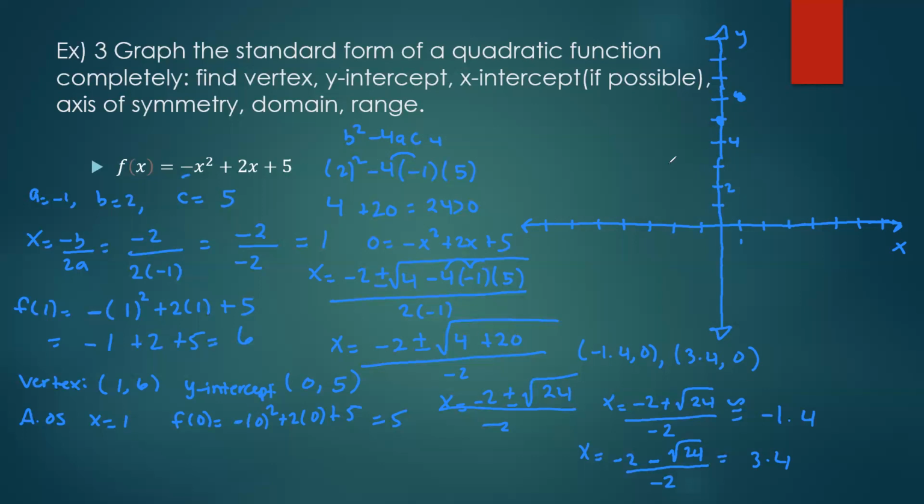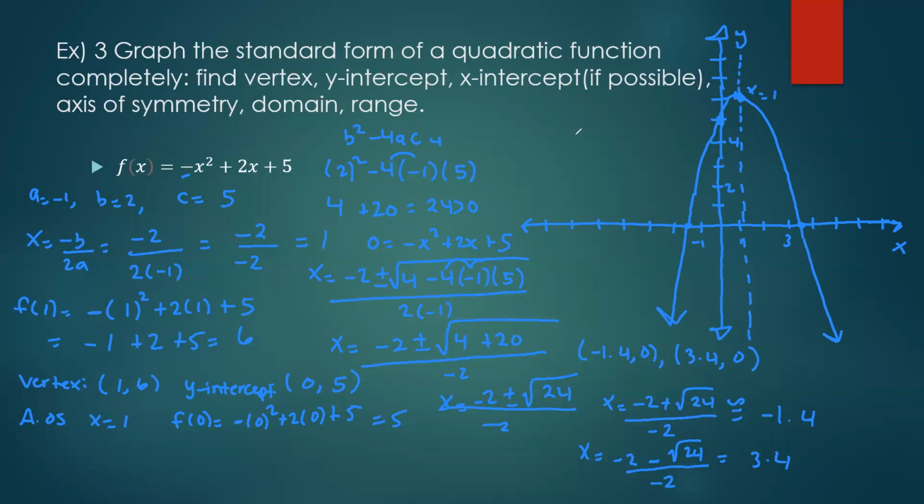My two x-intercepts are negative 1.4. Here's negative 1, so negative 1.4 would be right about here. And then 3.4 is 1, 2, 3, right about there. So it should look something like this. Then your axis of symmetry is this vertical line, which is x equals, what is it? The x value of the vertex is 1. Okay, so that was our graph.